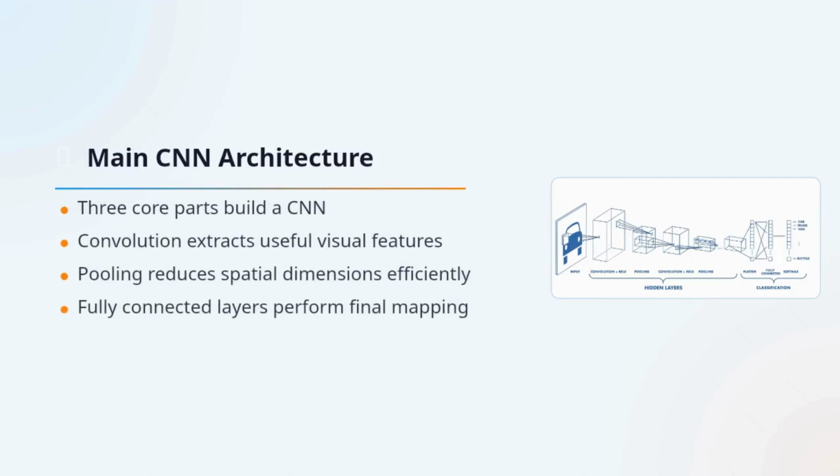A typical CNN is built from three major parts: convolution layers, pooling layers, and fully connected layers. The convolution part extracts patterns from the image, the pooling part compresses the representation, and the fully connected part uses those learned features for prediction. You can think of it as feature extraction first, decision-making later. This overall flow forms the backbone of most CNN models.